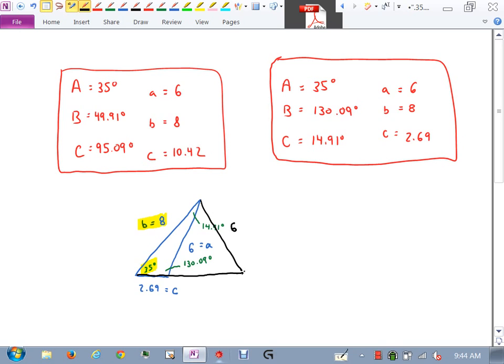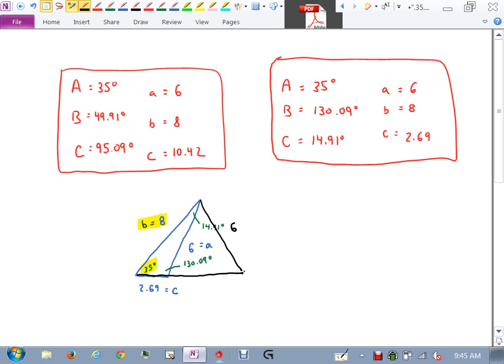And now what's happened is that this angle that used to be 130 is now this angle, right? Which is what? The 49 degrees. So that's a 49 degree angle. This side C, instead of being 2.69, is actually what? 10.42. Do you see that? So the point of this is that if you get to that point where you do inverse sine and you get two angles and they both work out, then there's two possible triangles.